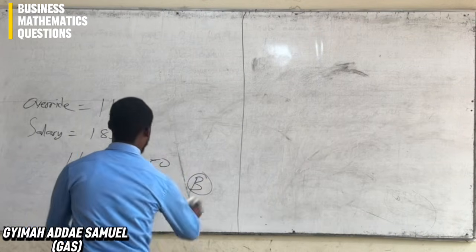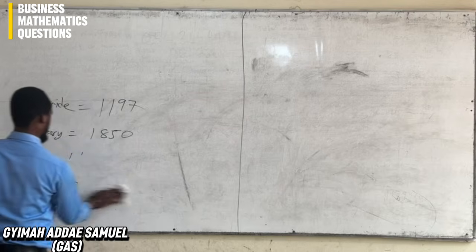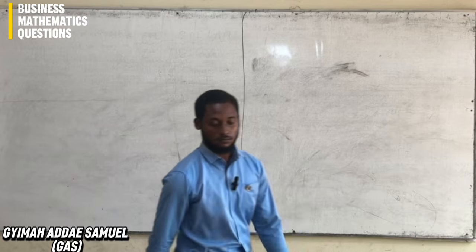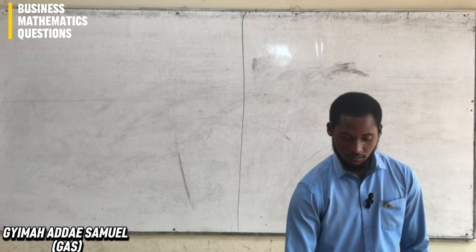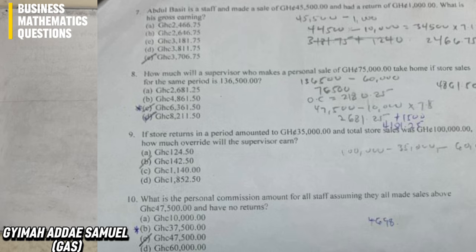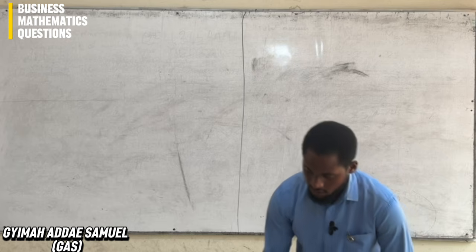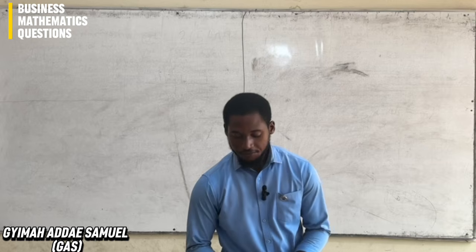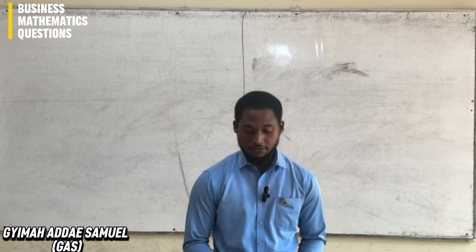We proceed to question 7. It says Abdul Basit is a staff and made a sale of 45,500 Ghana cedis and had a return of 1,000 Ghana cedis. What is his gross earning? And we know that gross earning is commission plus salary. So we will first have to find our commission.